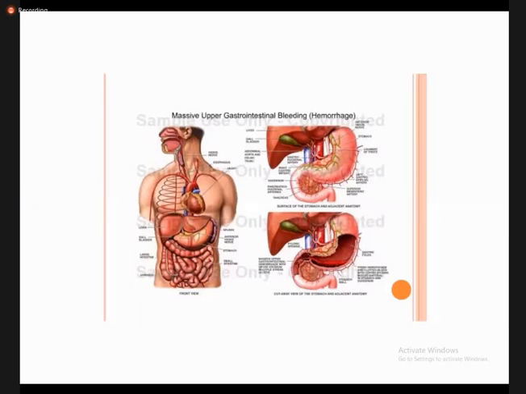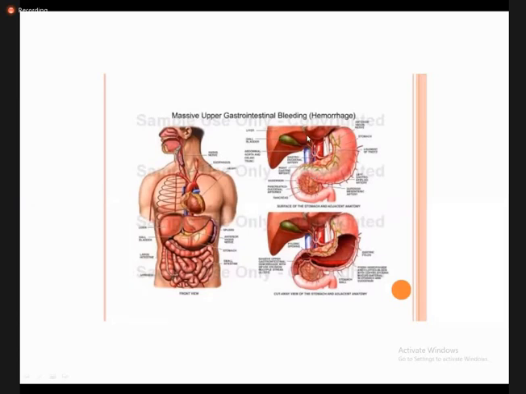So if we divide the GI tract into the upper and the lower GI tract, there is the ligament of Treitz at the second part of the duodenum. Here you can see with my arrow pointing towards the second part. So the ligament of Treitz, above this level is the upper GI.